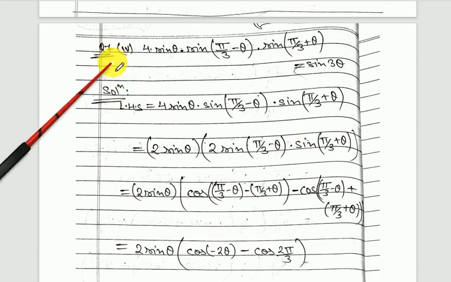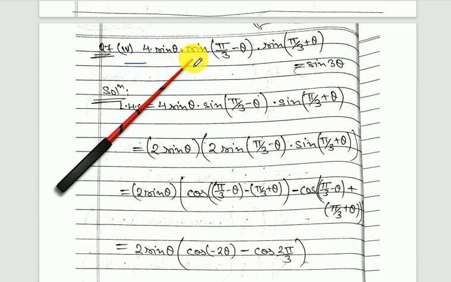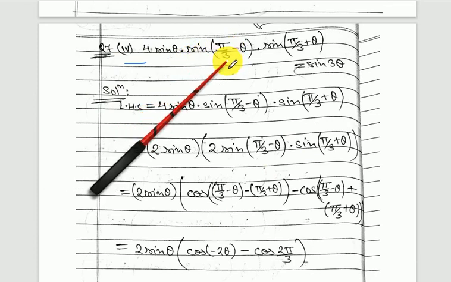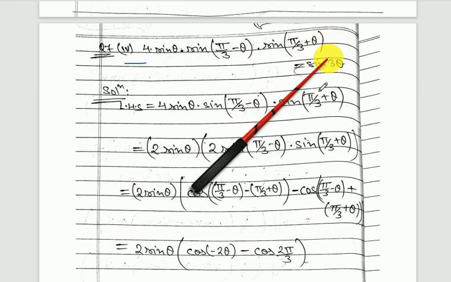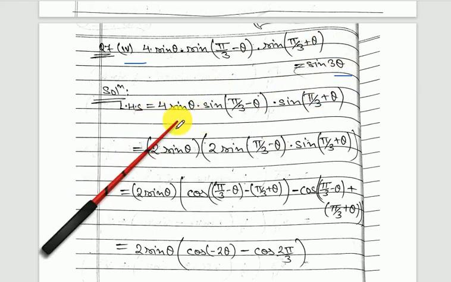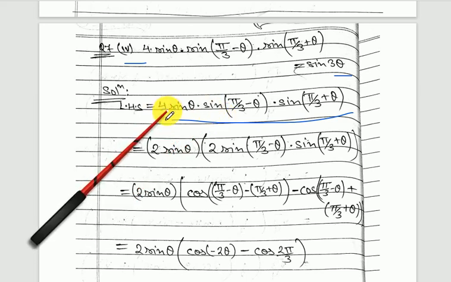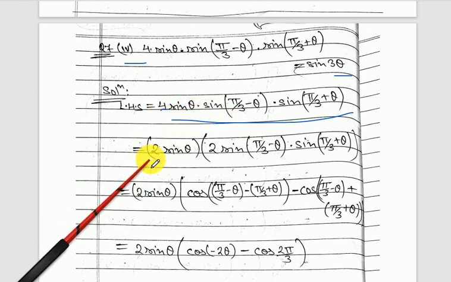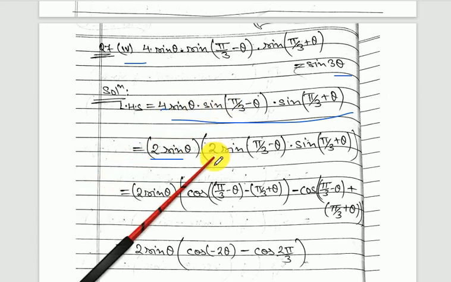Now let us see question number 7.4. Here 4 into sine theta into sine (pi upon 3 minus theta) into sine (pi upon 3 plus theta) is equal to sine 3 theta. We have to prove this. So we took left hand side, and this 4 sine theta can be written as 2 sine theta, and we can write again 2 over here.